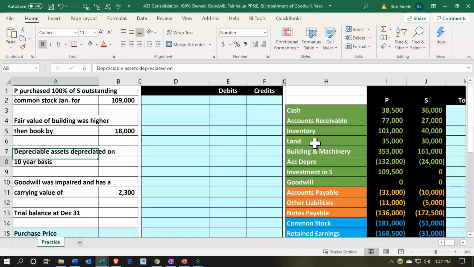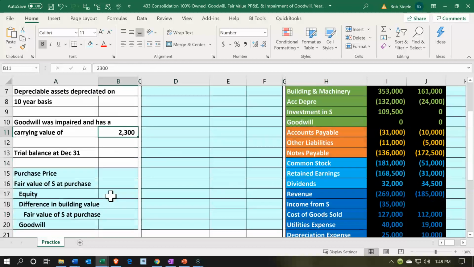And then we have the goodwill was impaired and has a carrying value of $2,300. So we're going to have to calculate goodwill. We're going to add goodwill. Then we need to test for goodwill, because we're not just going to amortize it similar to depreciation, but rather test it to see if there's impairment. Then we'll decrease it if there is. The trial balances as of the end of the year are here. So there's P and S a year later, after the purchase took place.